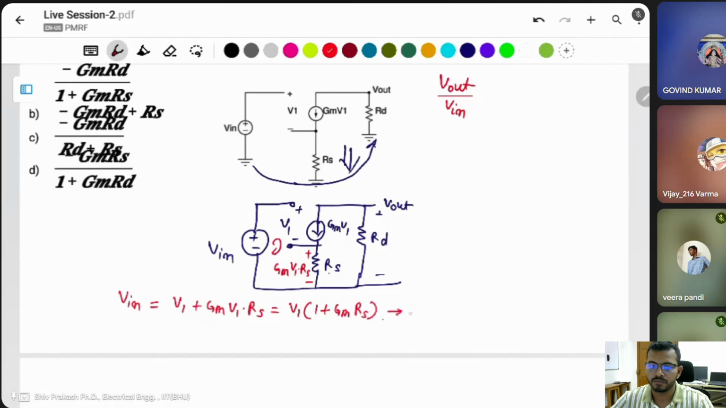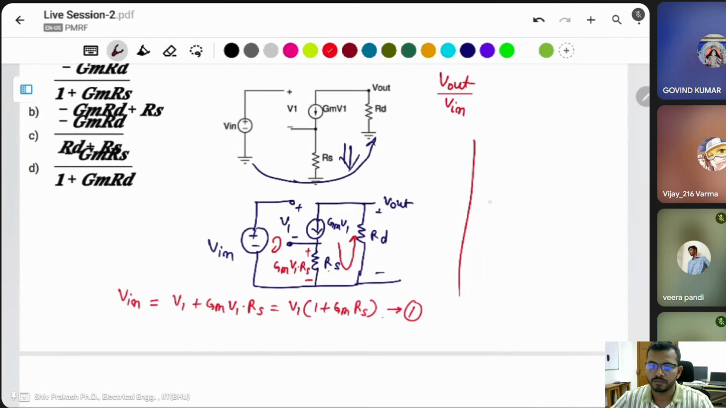V in is found from this one. And what is V out? The same current is passing through like that, entering from the negative side. Then what is V out? V out is equal to minus of this current and this resistor, minus GM V1 into RD. V out is equal to minus GM V1 into RD.